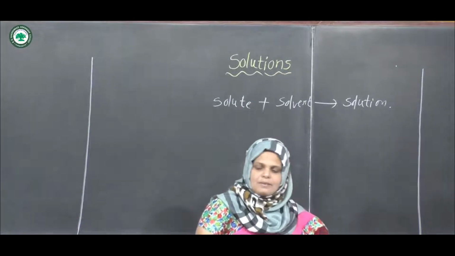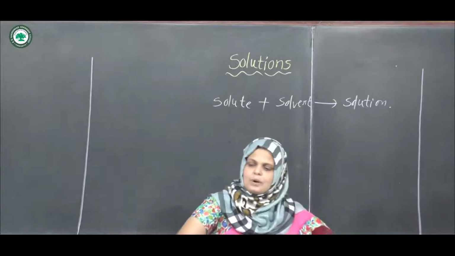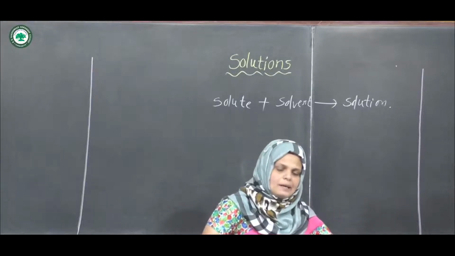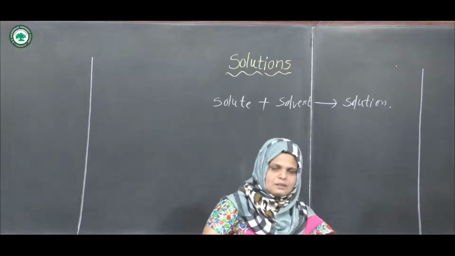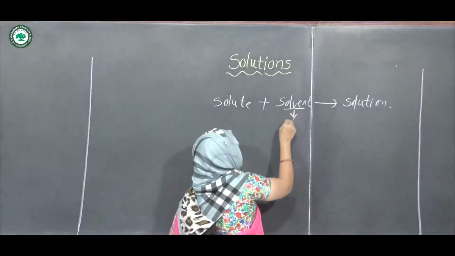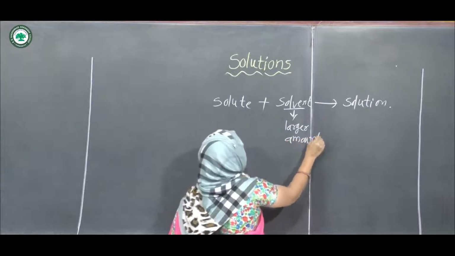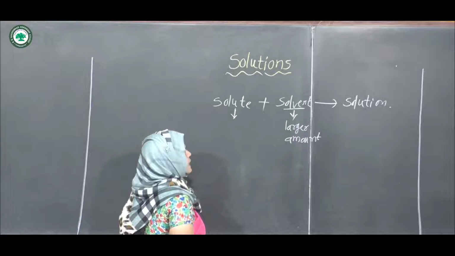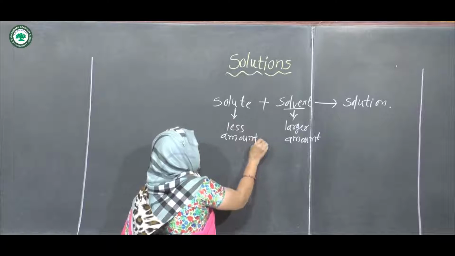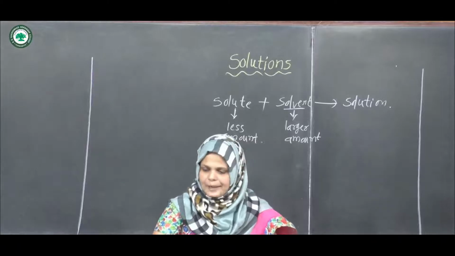Firstly, what is meant by solute? What is the definition of solute? The component which is present in smaller amount, or less amount, is called the solute, and the component which is present in larger amount is called the solvent. Solute is present in the solution in less amount, and solvent in larger amount, to form the solution.